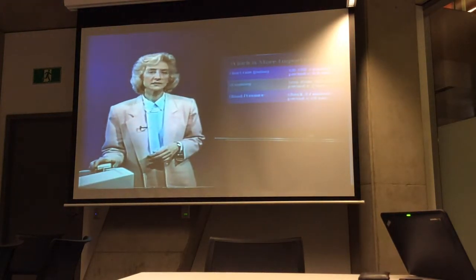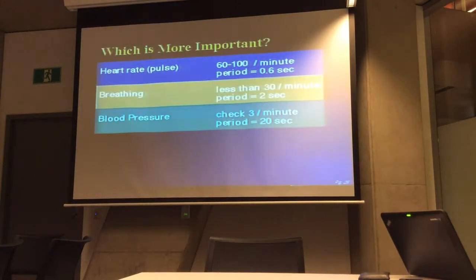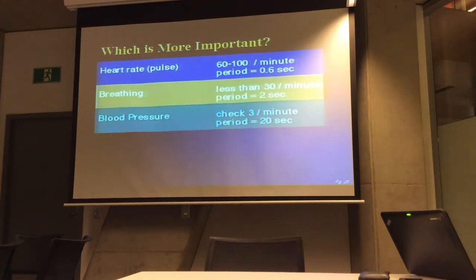But let's use this as a simplistic example for now, and say that the heart rate is going to be in the neighborhood of 60 to 100 times a minute. Respirations or breathing will be, we hope, between 10 and 30 times a minute, and I said the blood pressure would be checked 3 times a minute. Based on the rate monotonic algorithm, how should we assign these priorities? Forget semantic arguments. Look at their periods.